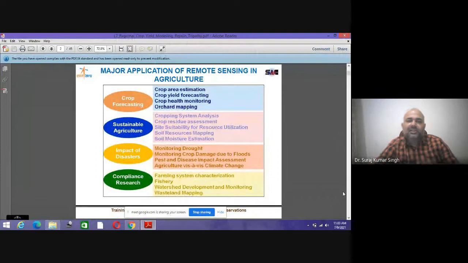So today we'll start a new topic on application of remote sensing in agriculture. You have already seen that in India, the majority of the people who are working get their employment from agriculture. I'm also from an agricultural background, and wherever you talk to people in India, 70 to 75% of people are dependent either directly or indirectly on agriculture.